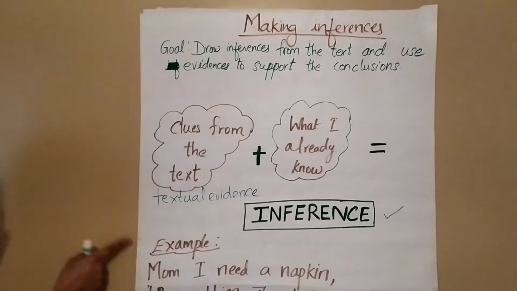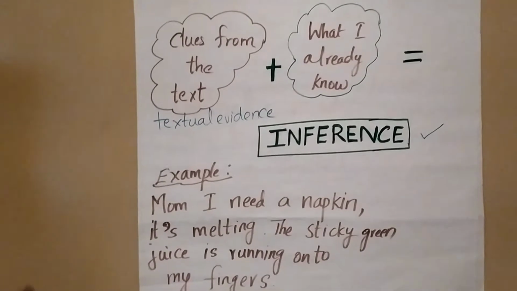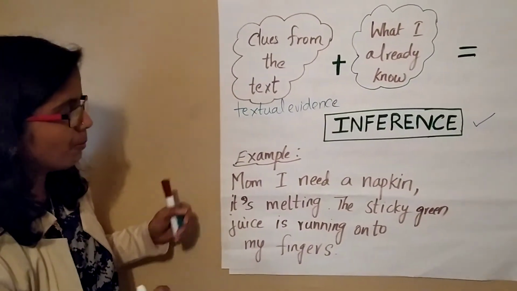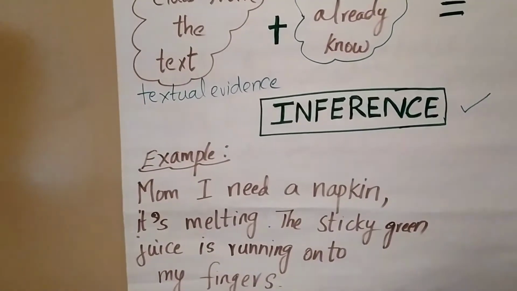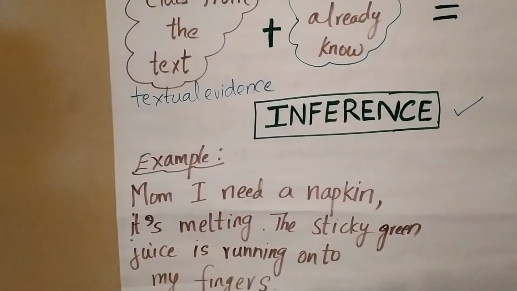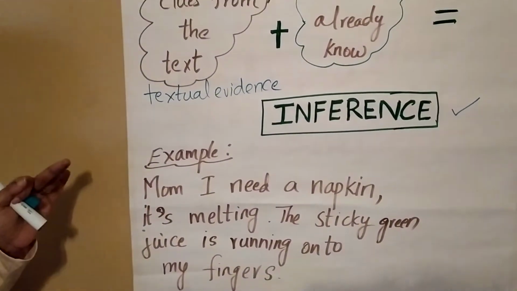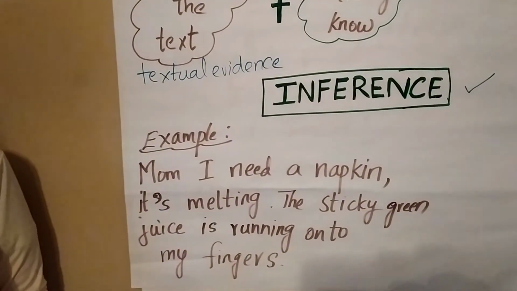Now, let me give you an example. Let's read this together. Are you all ready? Yeah, that's good. "Mom, I need a napkin. It's melting. The sticky green juice is running onto my fingers." This is what my daughter yelled from another room.